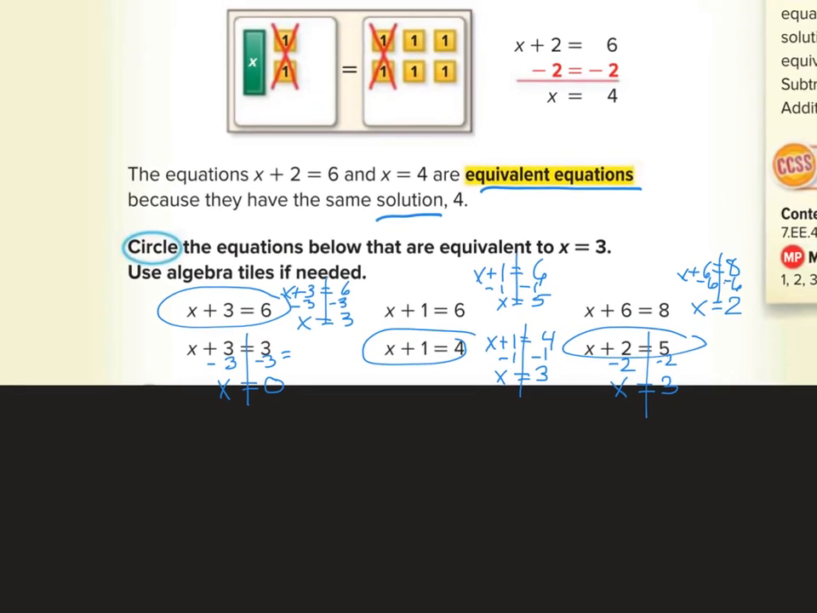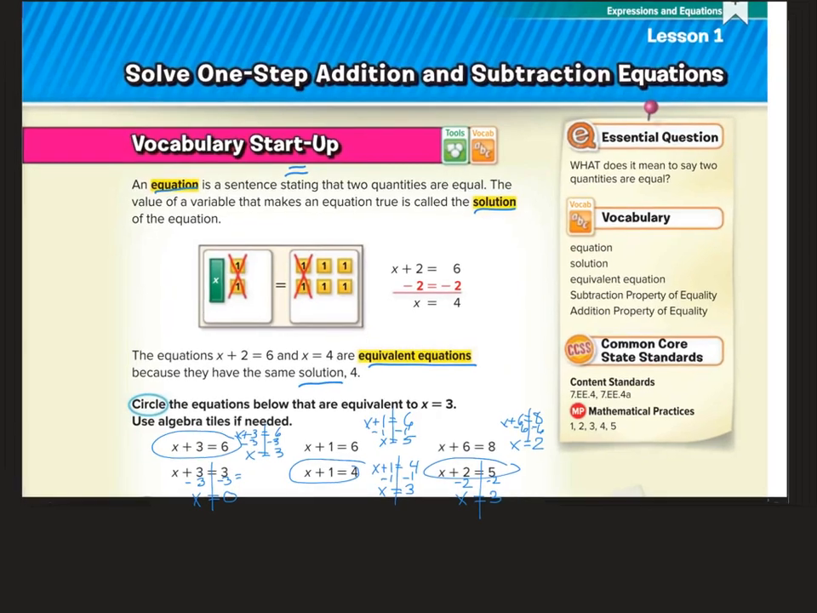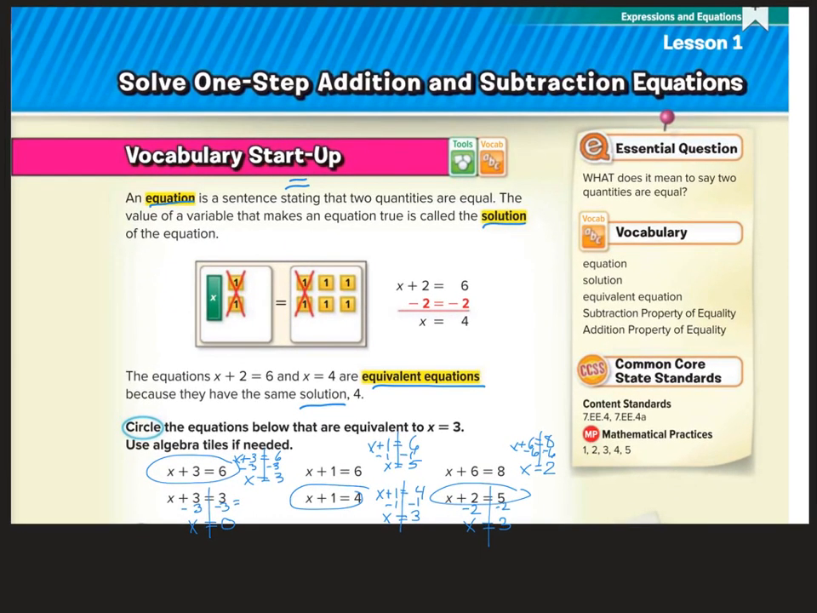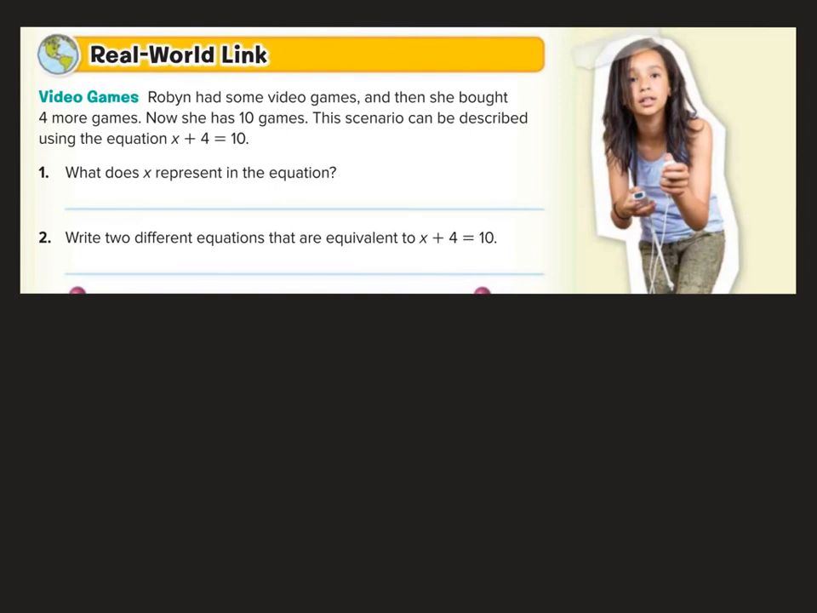Okay, so now I found the equations that are equivalent to x equals 3. Here's our real world link. Video games. Robin has some video games, and then she bought 4 more games. So she has some, and she buys 4 more. Now she has 10 games. This scenario can be described using the equation x plus 4 equals 10. Now, what does x represent in the equation? x represents the number of video games she had at the beginning.